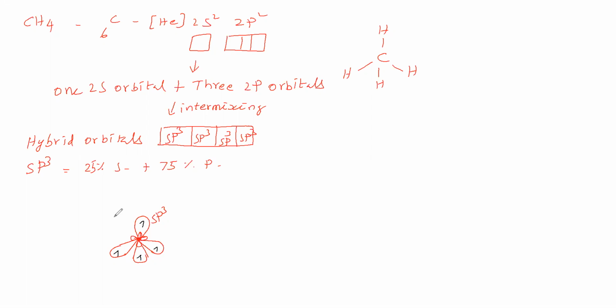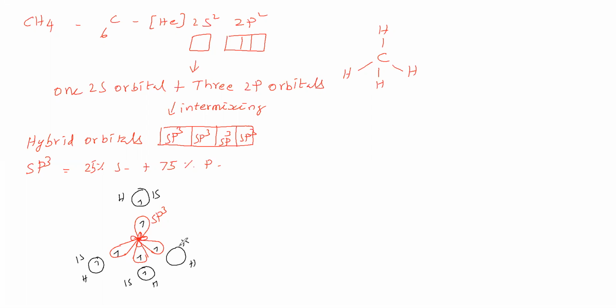Okay. So next we have to consider the hydrogen atom. Hydrogen atom 1s orbital we will take. Hydrogen atom 1s orbital contains one electron. So four hydrogen atoms, so four 1s atomic orbitals we can write.